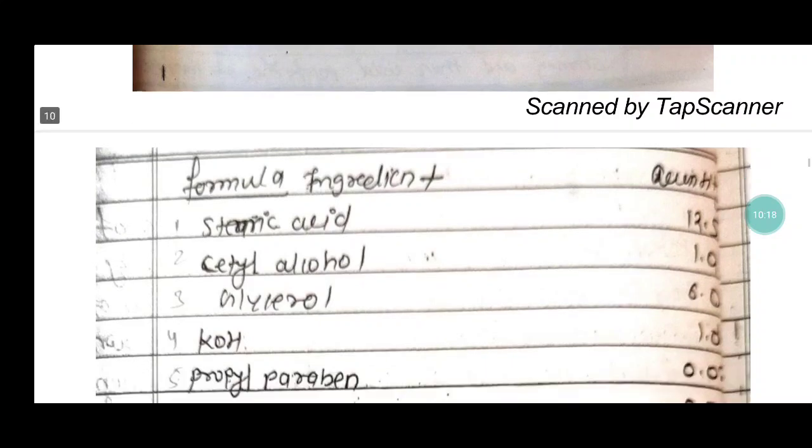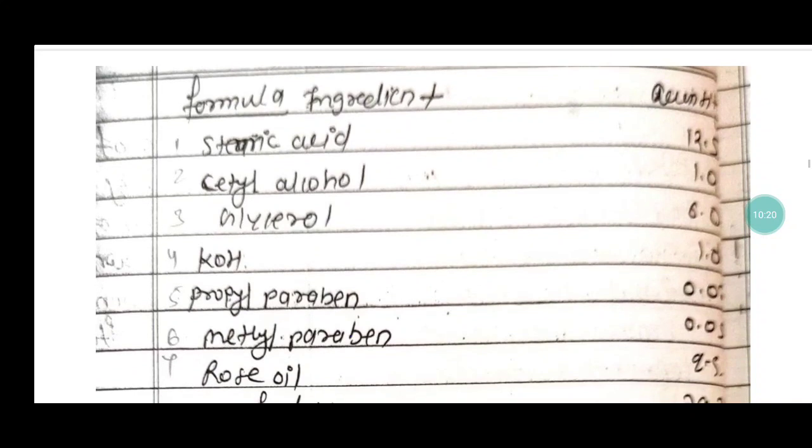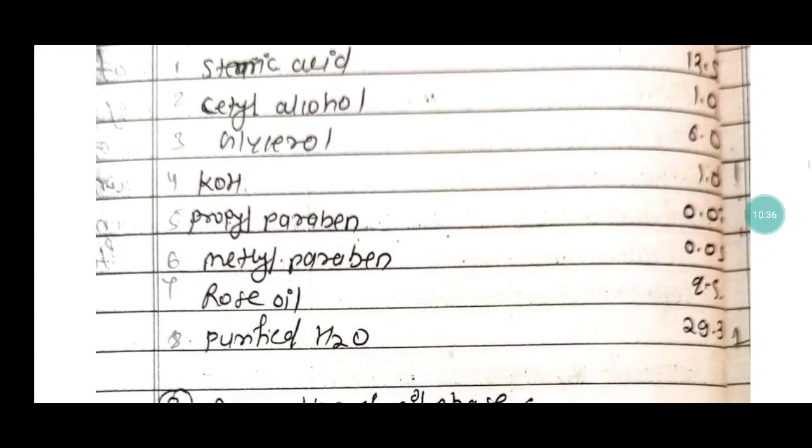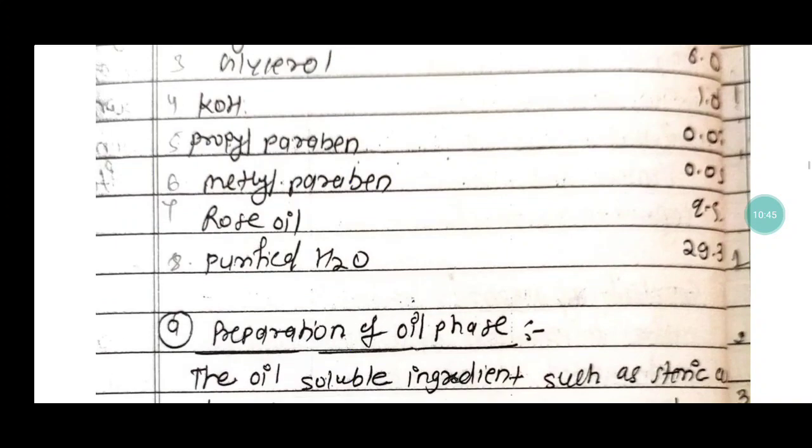So the formula for ingredients and the quantity for the formulation of vanishing cream is stearic acid. Stearic acid is the main ingredient for the formulation of vanishing cream. Stearic acid, cetyl alcohol, glycerol, potassium hydroxide, propyl paraben, methyl paraben, rose oil as a perfume, and lastly purified water.